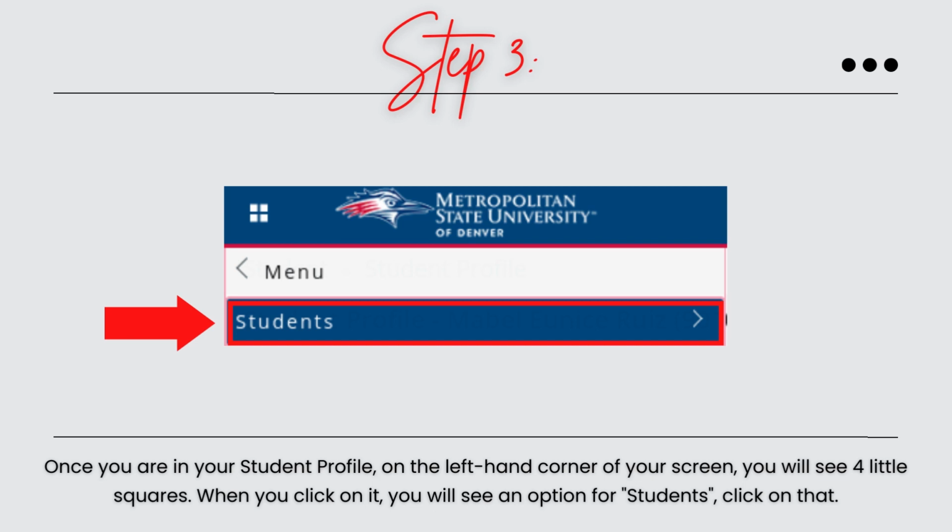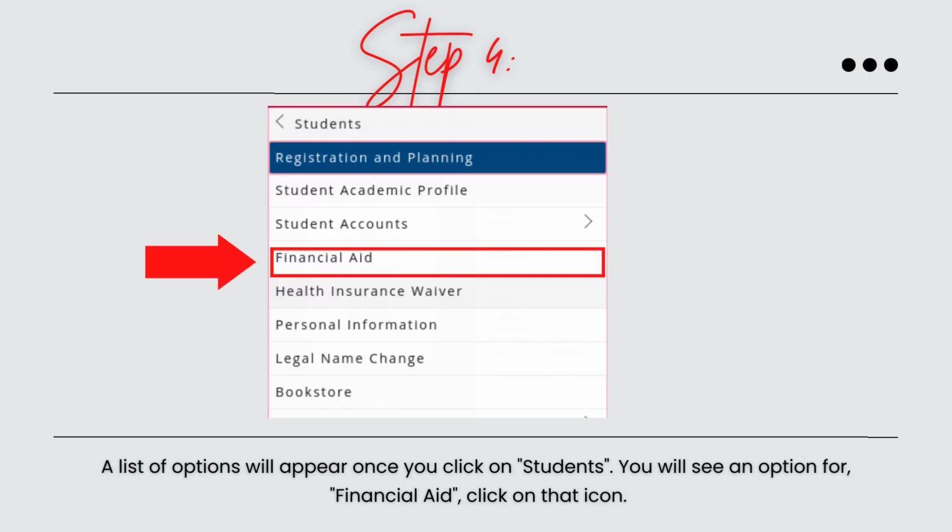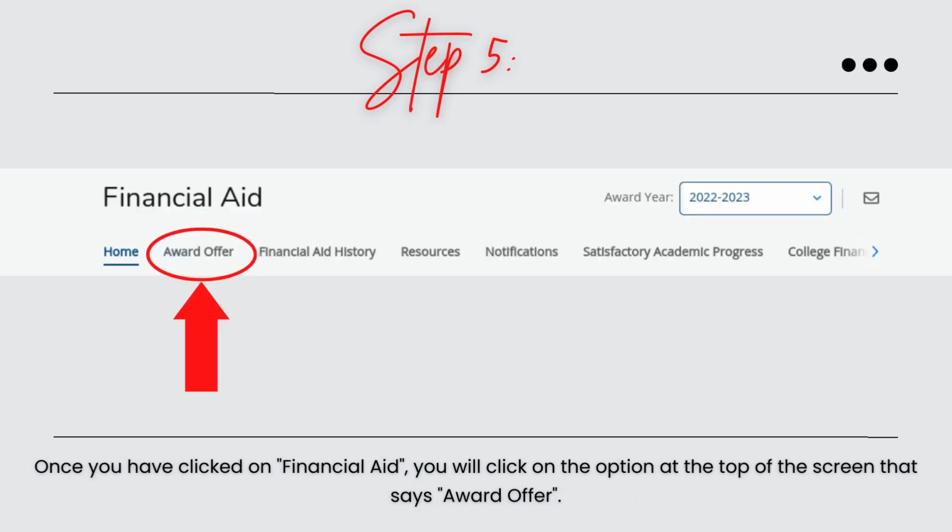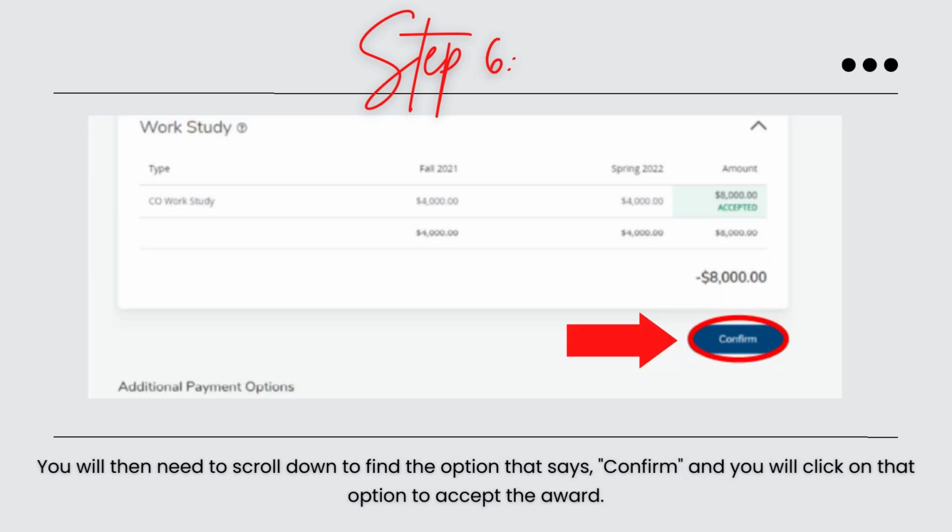Once you are in your student profile, on the left-hand corner of your screen, you will see 4 little squares. When you click on it, you will see an option for students. Click on that. A list of options will appear once you click on students. You will see an option for financial aid. Click on that. Once you have clicked on financial aid, you will click on the option at the top of the screen that says Award Offer.